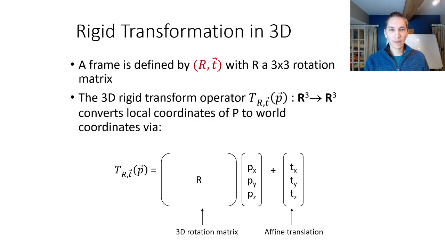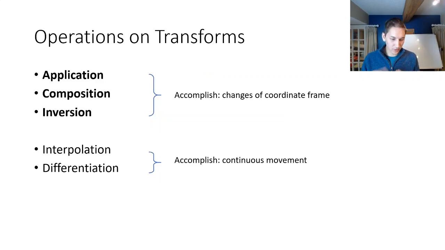Okay. So transforms are going to be used throughout this course. We use them ubiquitously throughout robotics. There are many different types of operations, and if you want to be a good roboticist, you really need to know how to operate on these transforms. So the first 3 types of operations are application, composition, and inversion.